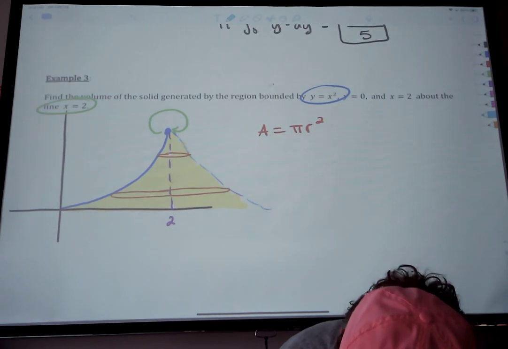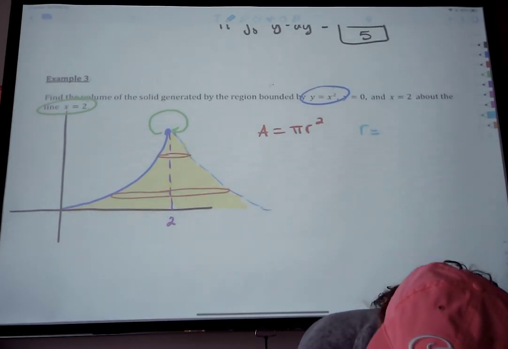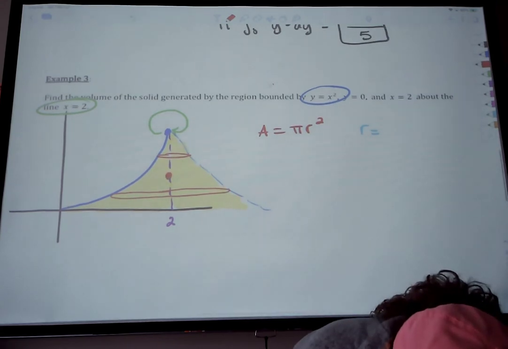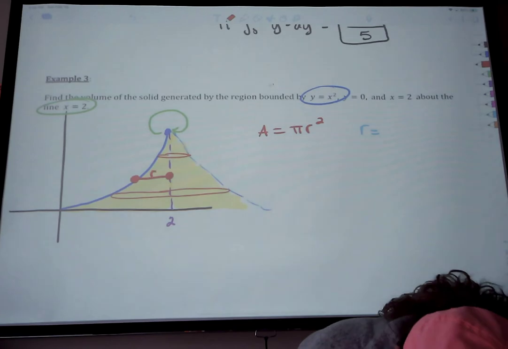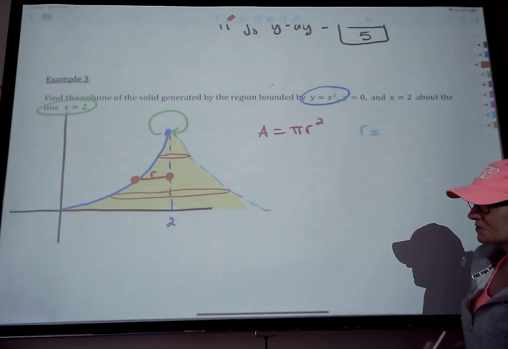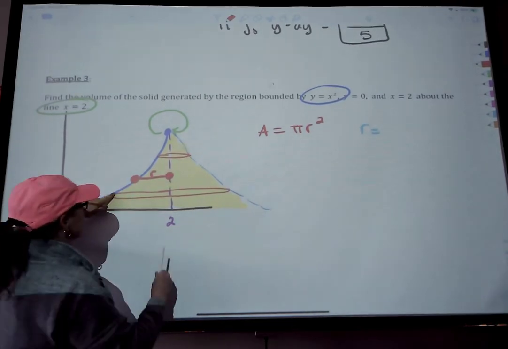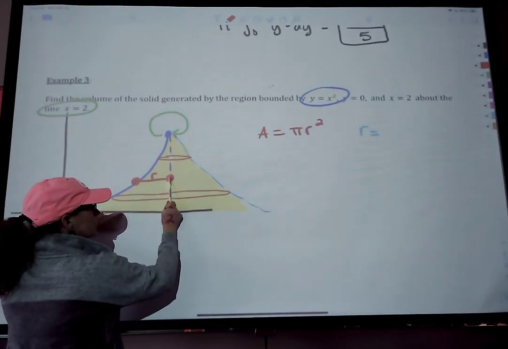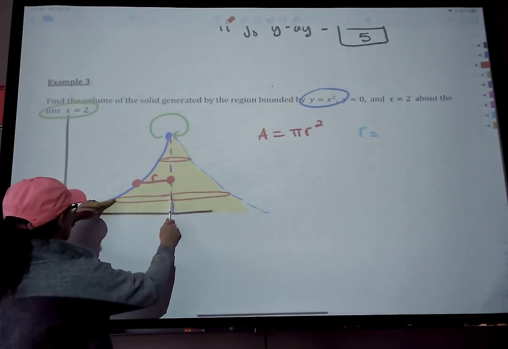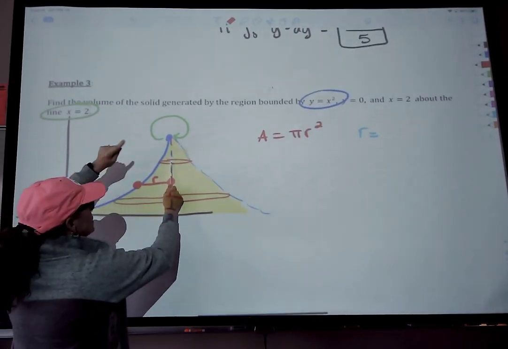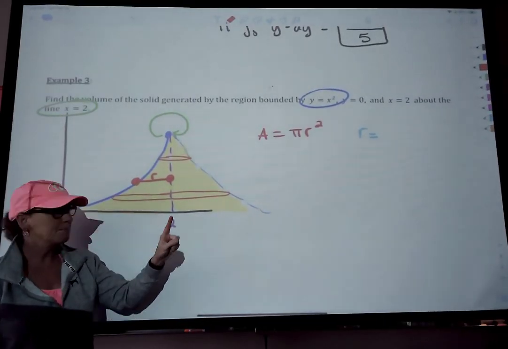Let's look at a radius. The radius goes from here to here. You see that? For each circle, it doesn't matter where I draw it. Doesn't matter where I draw the circle, the radius goes from the center to the outer edge. From the center to the outer edge. From the center to the outer edge. All right, it's tricky. Ready?